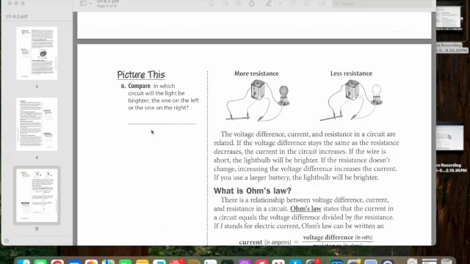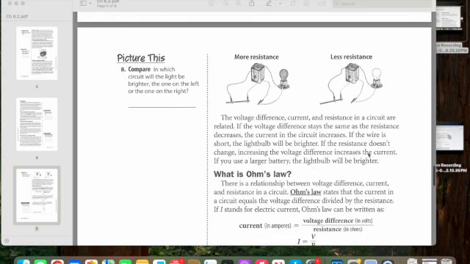Now we can answer question 8. In which circuit will the light be brighter? The one on the left or the one on the right? The one on the right is going to be brighter because it has less resistance. We already said that: if the wire is short, the light bulb will be brighter. It's what we just highlighted in this little part here.